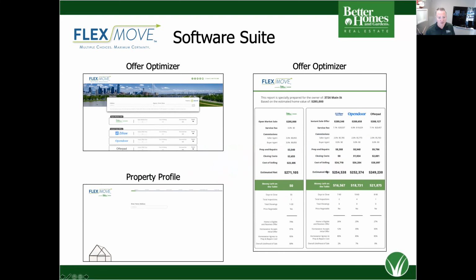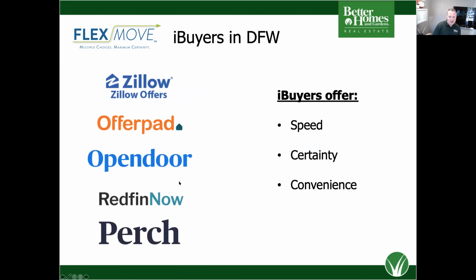This is the report that the Offer Optimizer can generate. And then this is the Property Profiler. This is the tool that you will use to actually collect offers, and I'll tell you more about that in just a second. So we have a lot of iBuyers in DFW. We're lucky, right? We have them all. If you're an iBuyer, you operate in DFW. So the big five that we're going to talk about today is Zillow Offers, OfferPad, Opendoor, Redfin, and Perch.